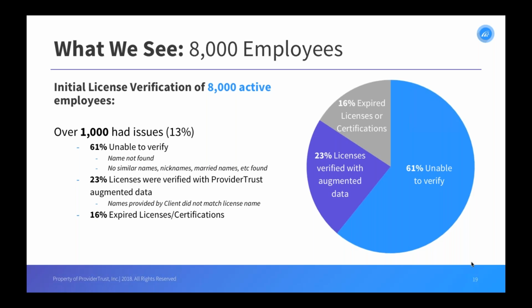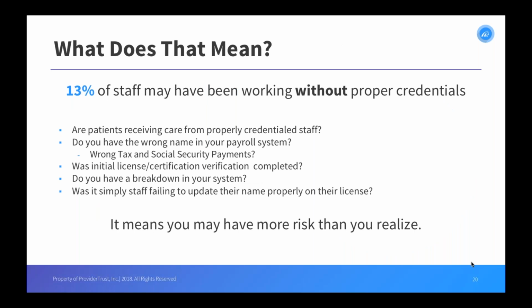23% of their population, however, with our data, we were able to verify for them. They gave us the wrong data, but we were able to find the right license for them. And then 16% of their folks had expired licenses or certification. So what does that mean when you start thinking about the impact of that? If we go to the next slide, let's talk a little bit about what it actually means.